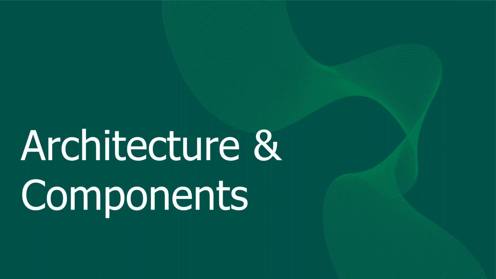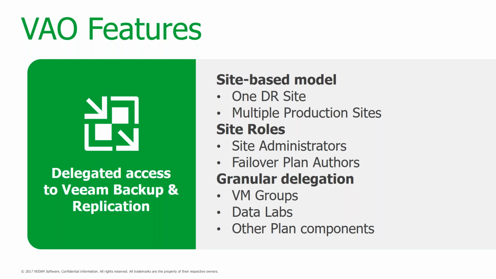Thanks, Rick. Now let's talk a little bit about the VAO architecture and some of the components. So VAO is a site-based model. You have one DR site and as many production sites as you need to. You might have 2 production data centers, you might have branch offices, however you want to classify a site you can do with VAO. The key is though that you have one DR site where most of your activity is going to take place.